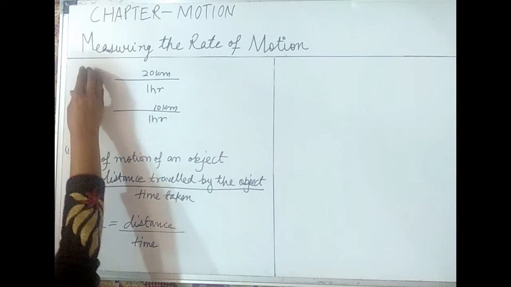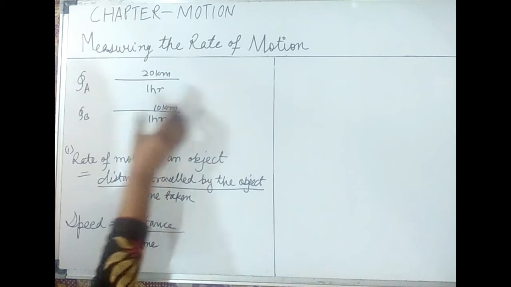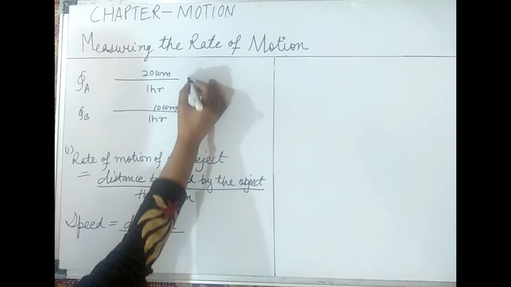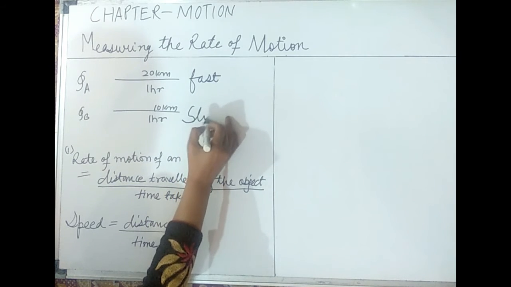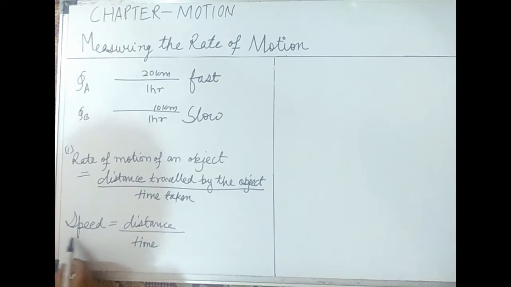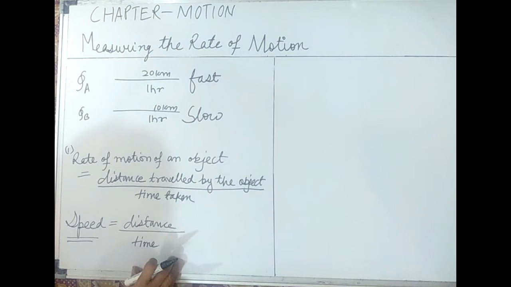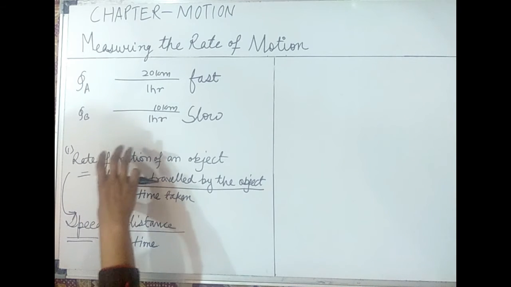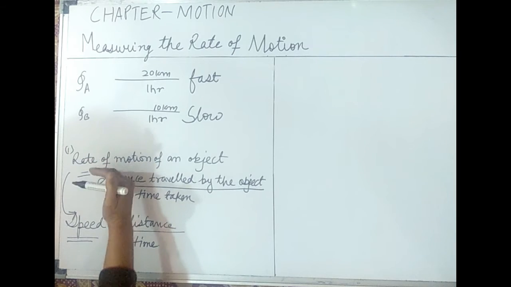Object A is covering 20 kilometers in 1 hour and object B is covering 10 kilometers in 1 hour. So we will say that object A is moving fast and object B is comparatively slow. When we talk in terms of fast and slow, we get the term speed. Collectively, we call this speed. Speed is distance upon time. We get this speed from the rate of motion.